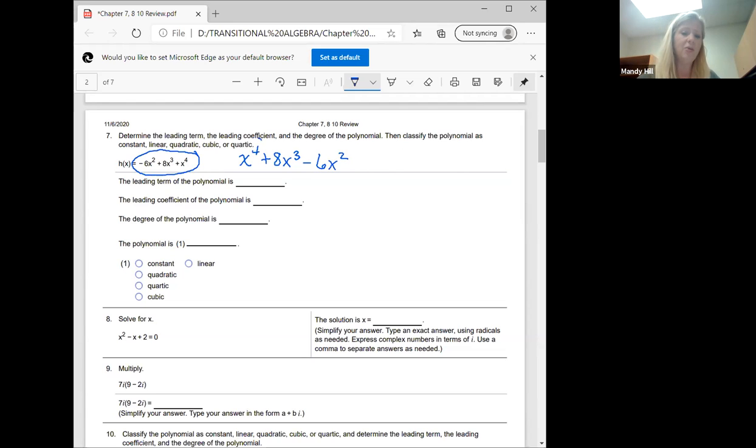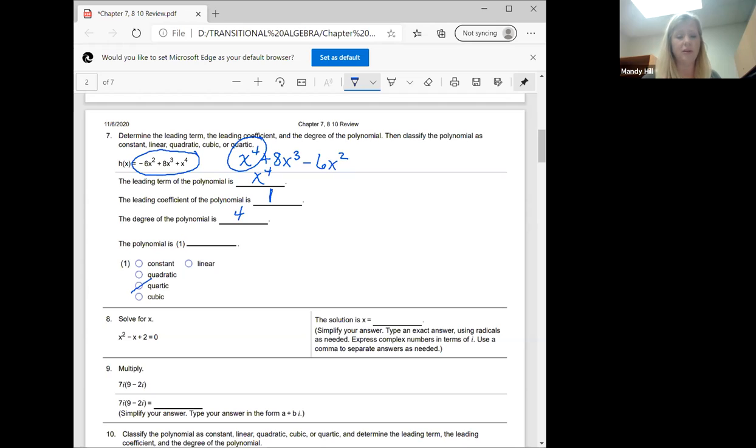So the leading term is whatever is here in the front. It's going to be the whole term that's there. If there was a number there, it would go with it too. The leading coefficient of the polynomial is whatever number is in front of this leading term, and if there's nothing there, we know it's just a 1. The degree of the polynomial is the highest power exponent, which is going to be a 4. And since it's a 4, it is quartic.